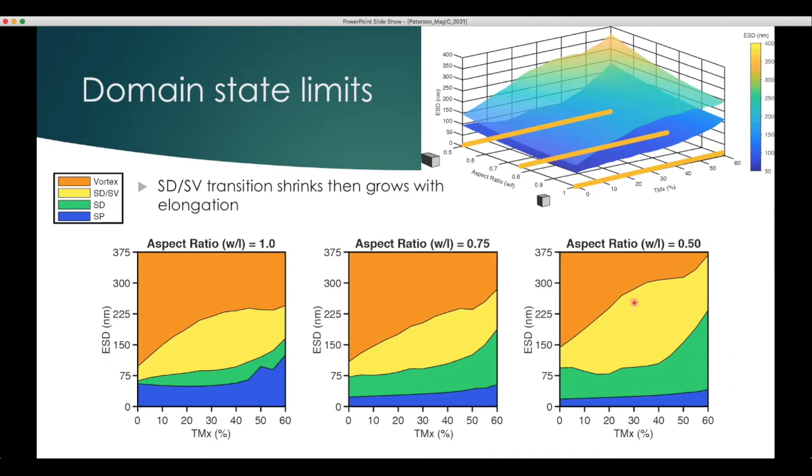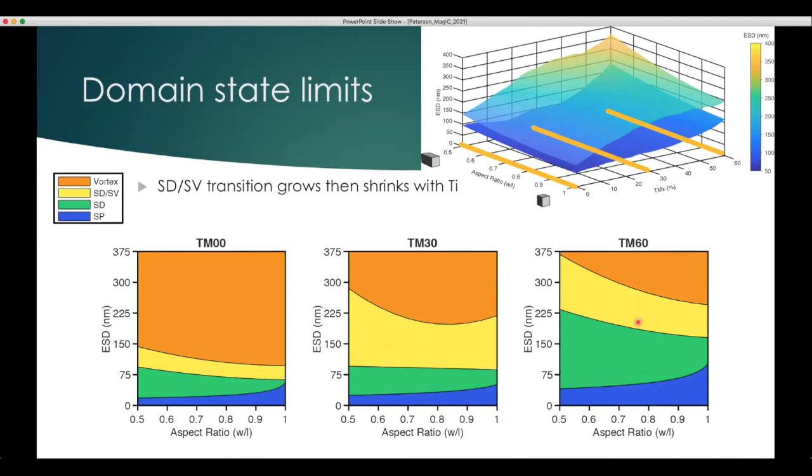This implies that the unstable zone, the zone of magnetic particles that aren't capable of retaining magnetic records for long periods of time, might actually increase with the aspect ratio. So as we get longer and longer grains, we might be getting more instabilities in these grains.